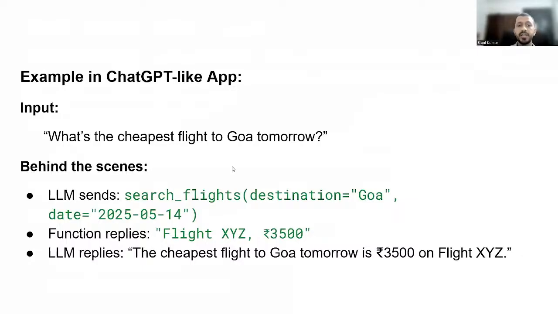Now, an example in ChatGPT, like what is the cheapest flight? This is one more function calling thing, right? Here, the LLM sends a request like search flight. This one, it is performing the function calling. The function replies like this, and then the LLM gives you the answer.